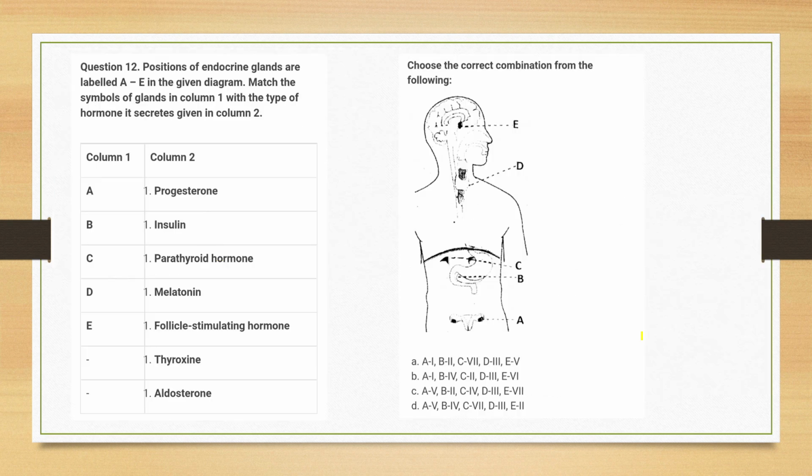Okay. Now coming to question number 12. Here some glands are given, and their secretory products. You have to match them. See option E. E is the pituitary gland, so it will form follicle stimulating hormone. Now option D is the parathyroid gland, which will form parathyroid hormone. Option C is the adrenal cortex, which will secrete adrenal cortex hormones.